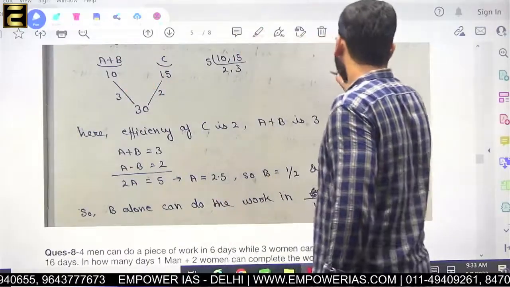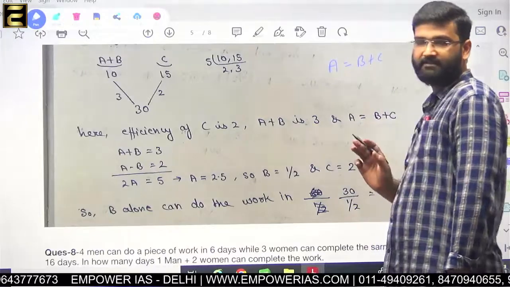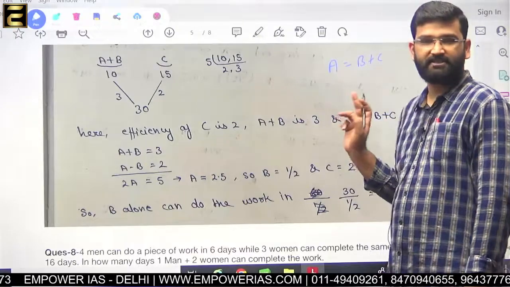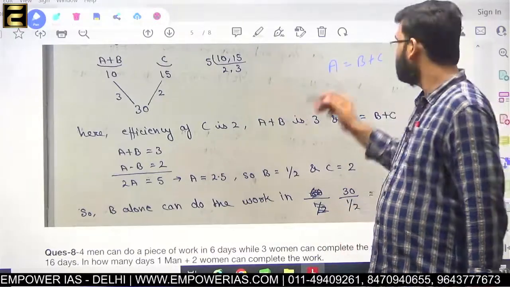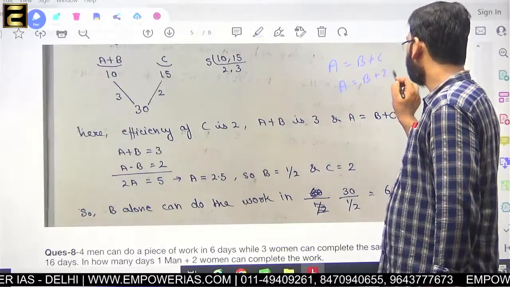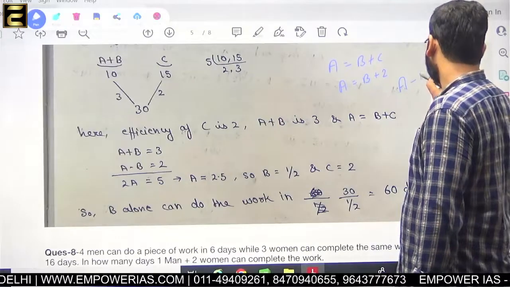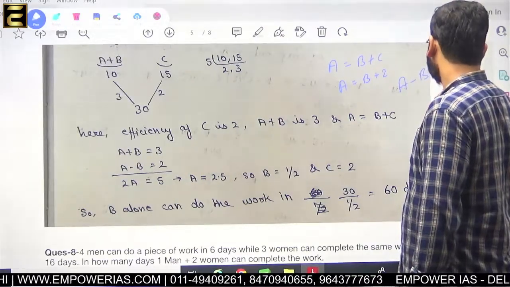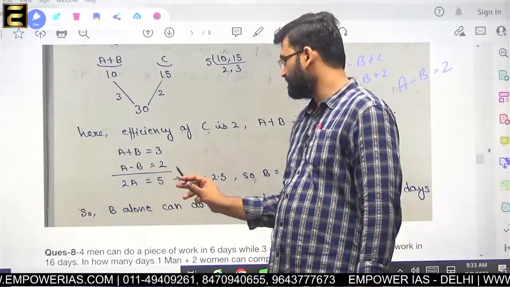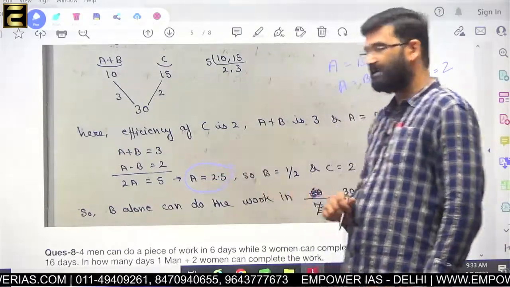See, A is equal to B plus C. A's efficiency is equal to the combined efficiency of B plus C, and we have calculated the efficiency of C is 2. It means that A is equal to B plus 2, or we can say that A minus B is equal to 2. So A plus B is equal to 3, A minus B is equal to 2. So from here we can calculate the efficiency of A is 2.5.